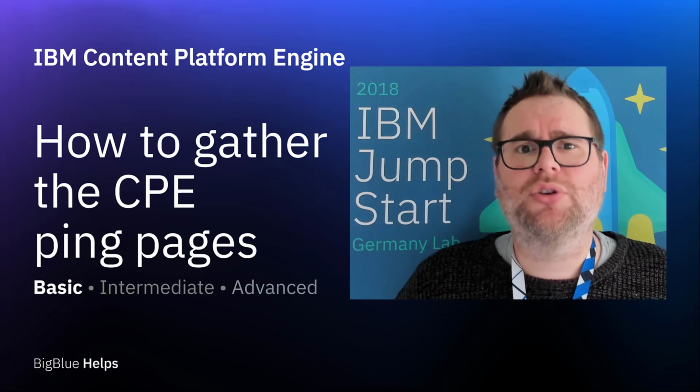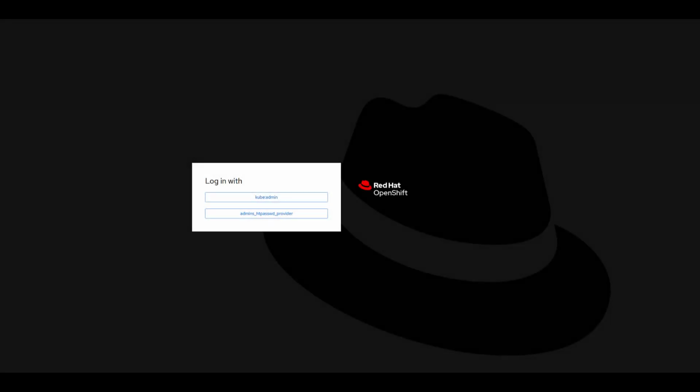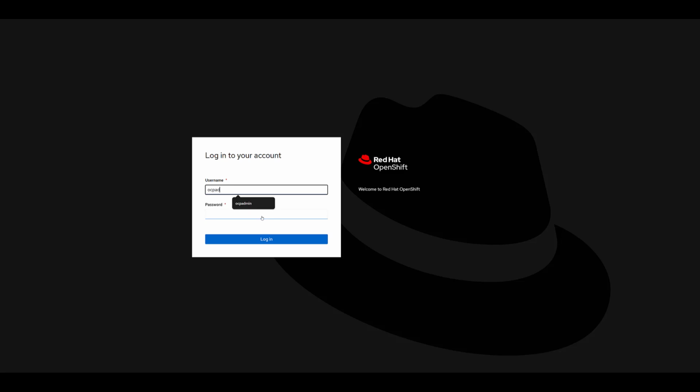Today, I'm going to show you how to collect the CPE ping pages. Let's start with the CPE on the Red Hat OpenShift Container Platform (OCP) as part of a CloudPak for business automation deployment. First, log into your OpenShift web console.